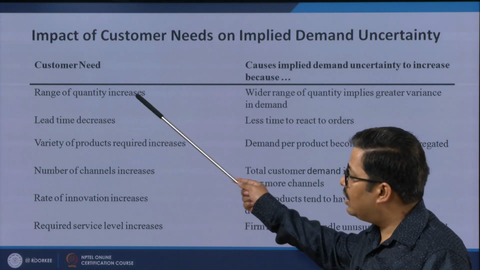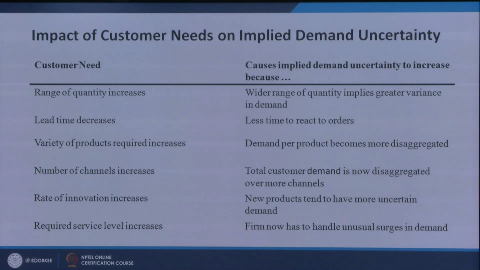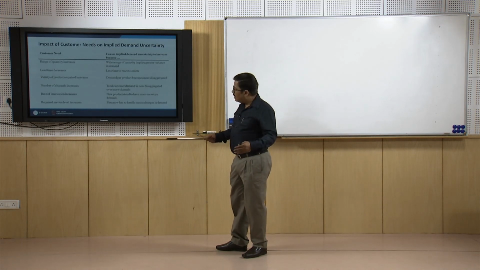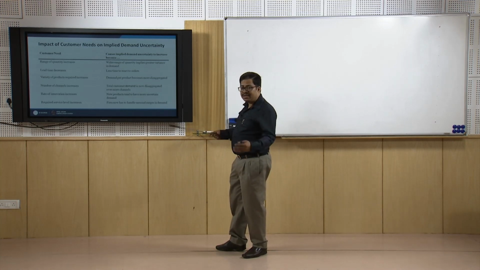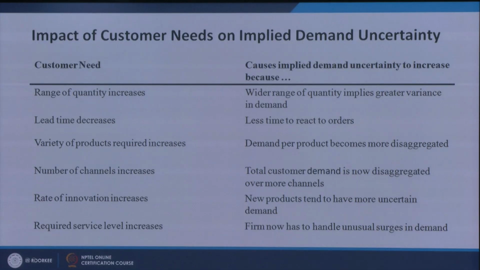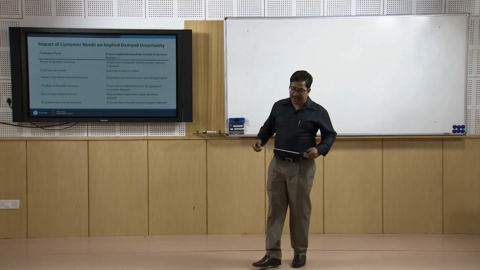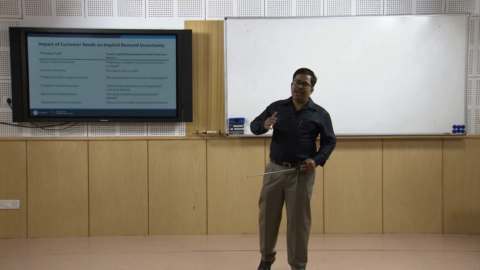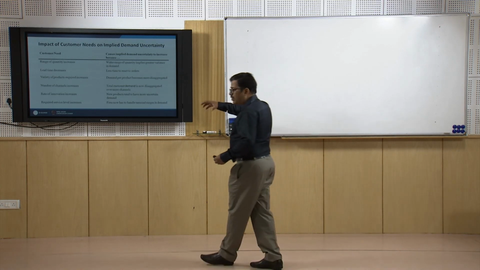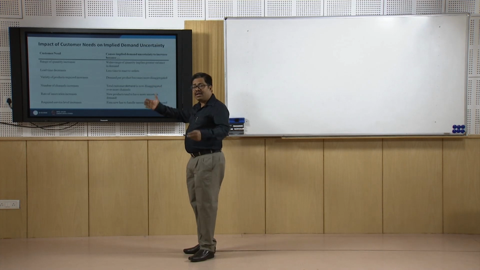So, you have uncertainties related to the range of quantity changes, and as this range of quantity is increased or decreased by the customer, the implied demand uncertainty is that a wide range of quantity implies greater variance in demand. Meaning, if you have a large number of SKUs, then this range of quantity will create further higher variance in the demand uncertainty.